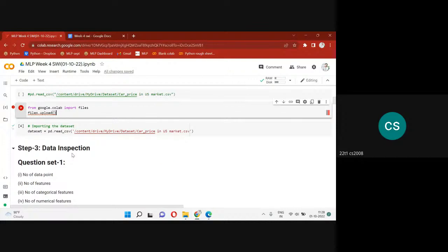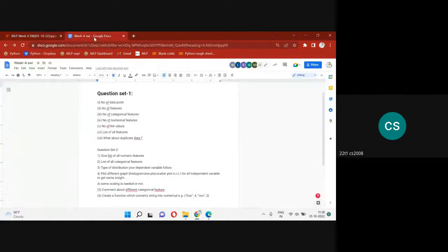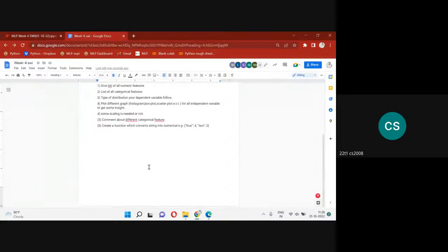So the first question is number of data points. So how many data points are there? Can you guys answer in this? There are 205.